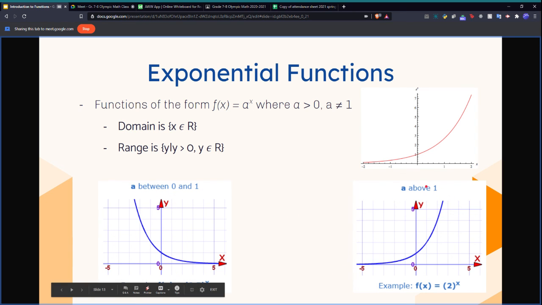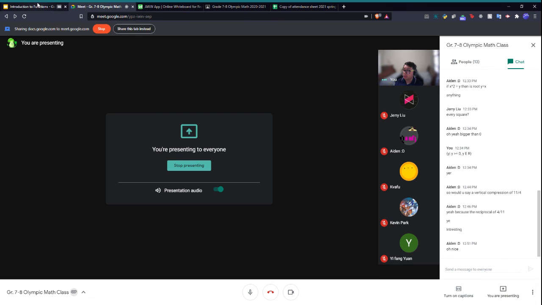And for a that's bigger than 1, you would get this normal graph. You have small values on the left, but then you have really big values on the right. So then you have f of x is equal to 2 to exponent x. Any questions about these exponential functions? Hopefully there are no questions. I'm going to move on. A bit short on time.